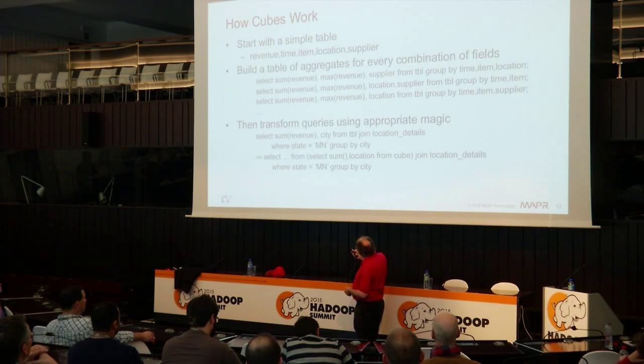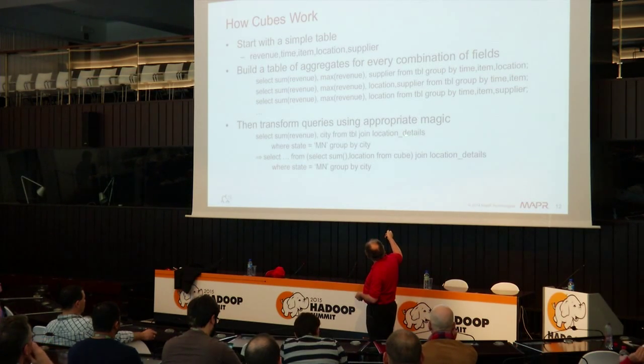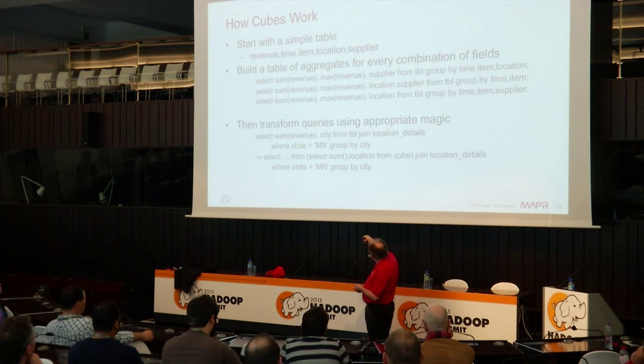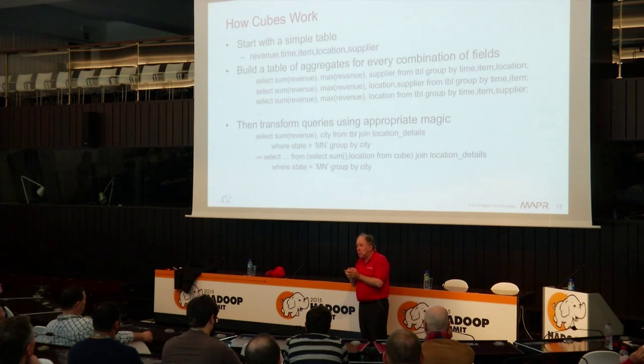Now, I might want to be doing actually something like this. I want to sum revenue, and I want to get the city from the join with location details. So the actual location up here does not have the city in it, and it doesn't have the state in it. So I want to use this location details table, and I want to do restrictions on that. And then I want to group by city, not by location. There might be many locations per city, but I could still use the cubes.